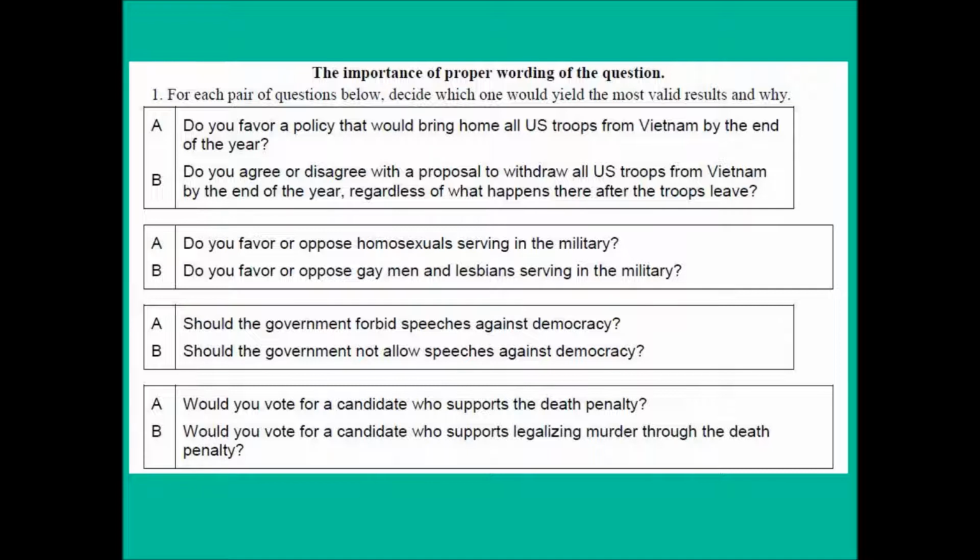The last set of questions on this slide: would you vote for a candidate who supports the death penalty? Would you vote for a candidate who supports legalizing murder through the death penalty? So I think that's a little more obvious. The B version of the question reminds you that I know death penalty tells you someone's dying, but murder reminds you that a human being is killing a human being. Even if you're in favor of that kind of punishment, the way the B version of the question is worded steers some people away from the concept because it says legalizing murder.